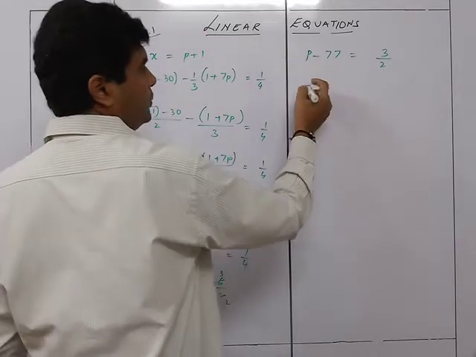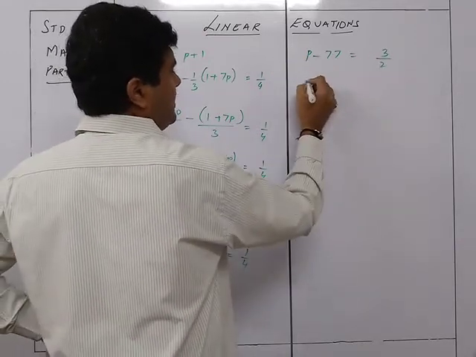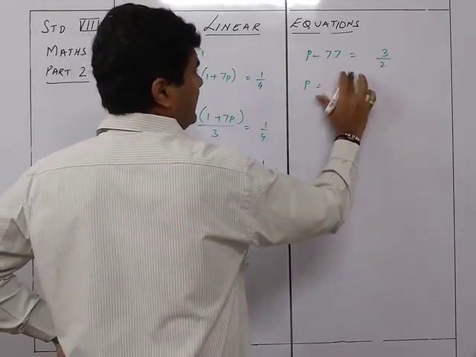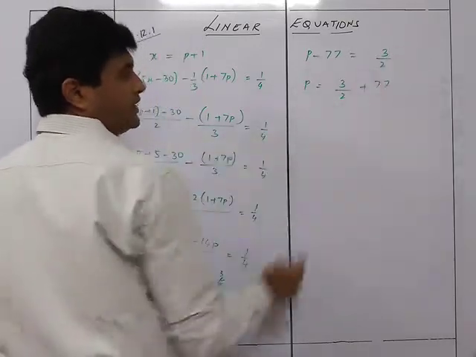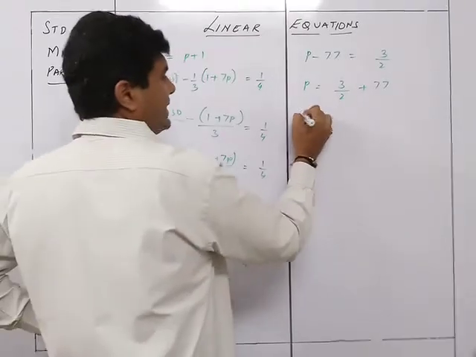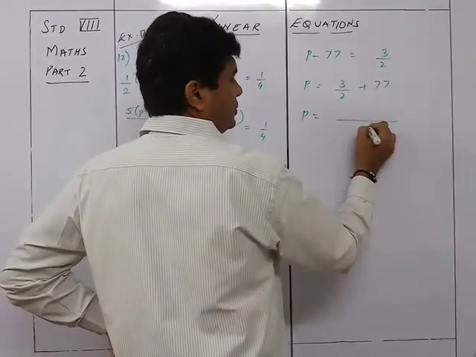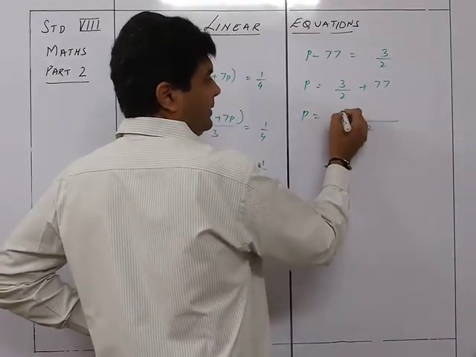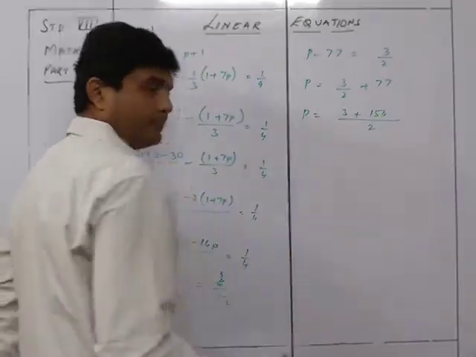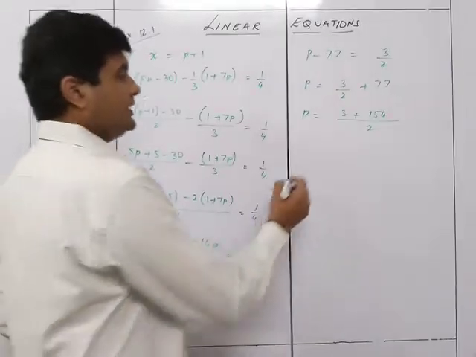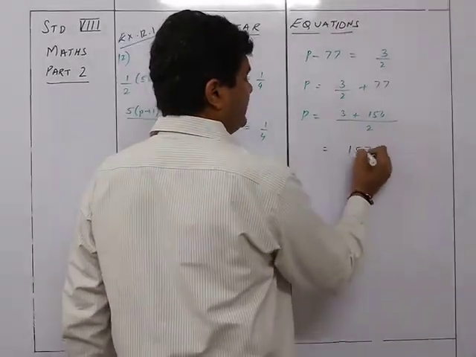You multiply this by 2, you can remake it like this. So it will be p is equals to 3 upon 2 plus 77. Minus 77 goes here, becomes plus 77. So LCM will be 2. This will be 3 plus, this will be double, will be 154. So that will be giving you as 157 upon 2.